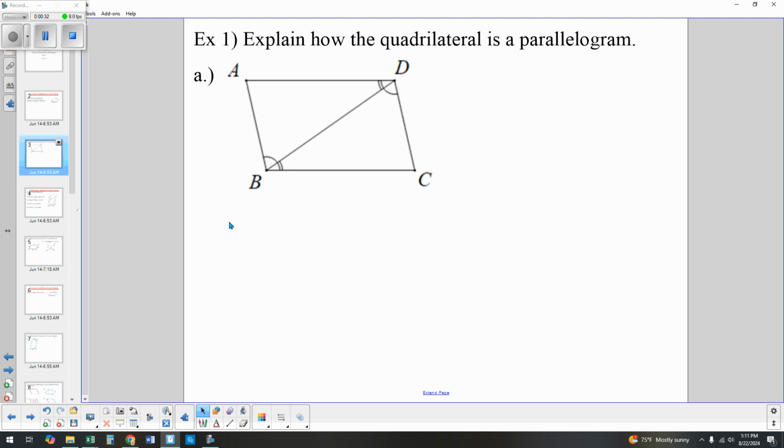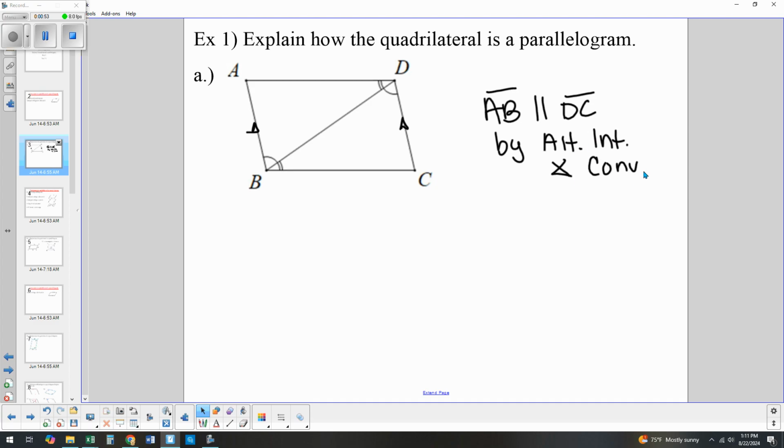So in our first example, if I knew that angle ABD and angle CDB are congruent, then I can say that AB is parallel to DC by the alternate interior angle converse. The lines are parallel because those alternate interior angles are congruent. And because these angles here are congruent, the top and bottom are parallel. So I could say AD is parallel to BC by the alternate interior angle converse.